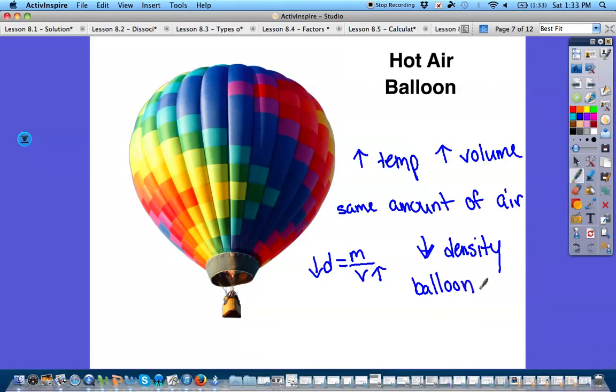Think about a less dense object and a denser object in water. The less dense object is going to float, and the denser object is going to sink or not float at as high a level. The same is true with the hot air balloon. The gas inside that balloon is less dense than the gas around it, and so in that case, the balloon is going to float.